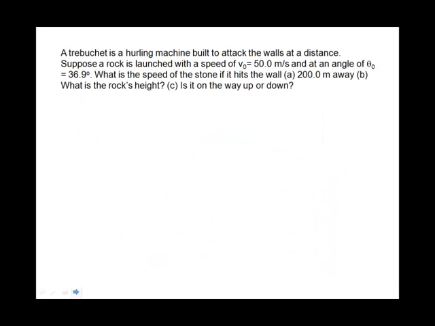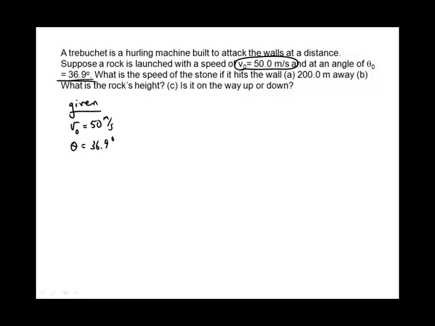Let's work an example. Let's say I have a trebuchet, which was an old medieval war machine used to throw rocks at walls. Let's assume this trebuchet shoots a rock with an initial speed of 50 meters per second. So I'm just going to start my given. My given is that I have an initial speed of 50 meters per second, and it shoots at an angle of 36.9 degrees. So theta is equal to 36.9 degrees.